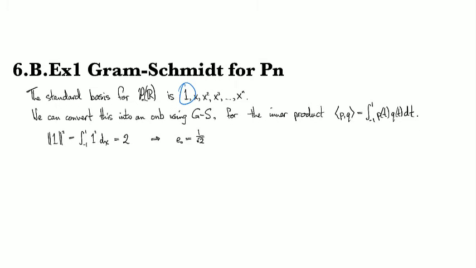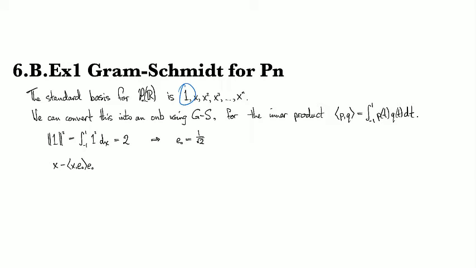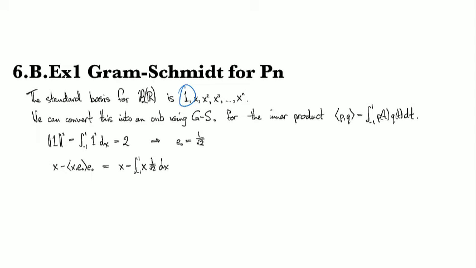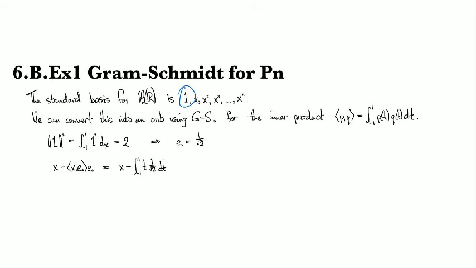For the next one, we're going to take x, and then we're going to subtract off its projection onto E0. So that's going to look like x minus its projection, which is the integral from -1 to 1 of x times E0, which was 1 over root 2. Maybe this would be clearer if I made these into t's. And then times 1 over root 2.